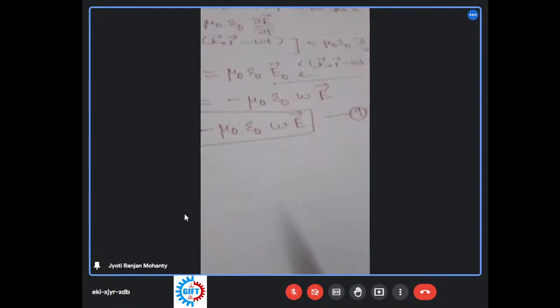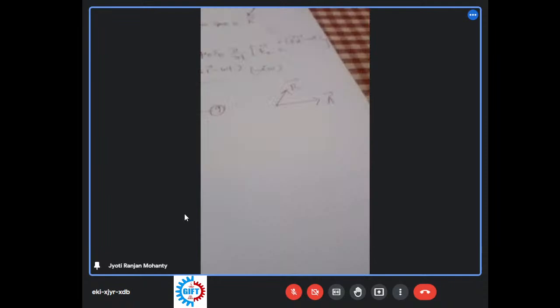You see, my conclusion will be what? Suppose A cross B is equal to minus C. Mu naught, epsilon naught, omega all are constant, but vector E is present. If we have A vector cross B vector is equal to minus C vector, what will be our conclusion? E is perpendicular, sir. That means vector C is perpendicular to the direction. Look here, this is vector A, this is vector B.